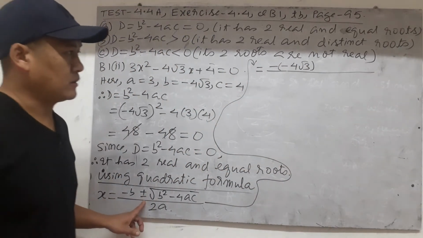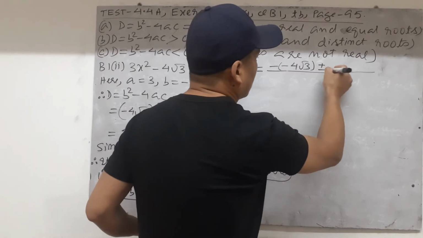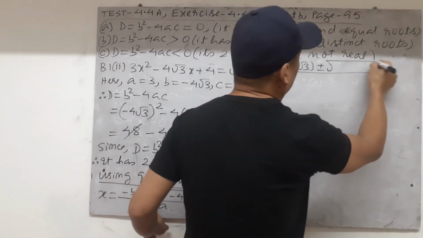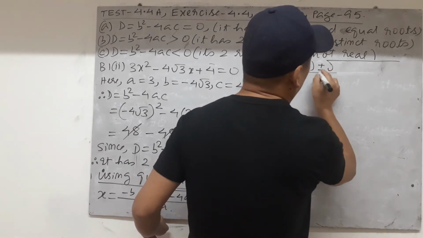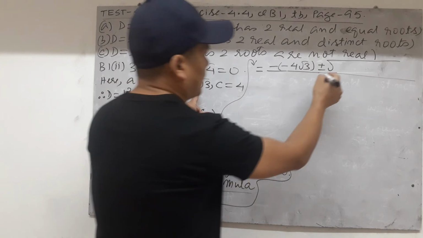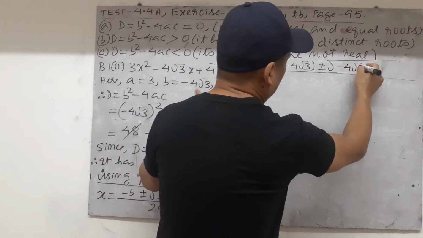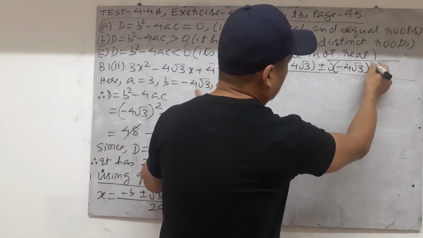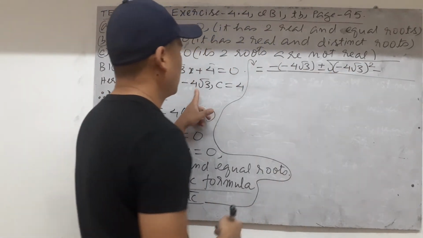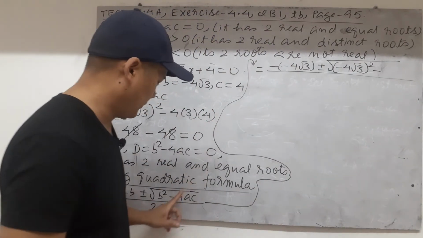Then next, plus minus root over b square. So b is here minus 4 root 3, and the whole thing in a bracket is a must. You must include everything, minus 4 and root 3 also, in b square, and then minus 4ac.